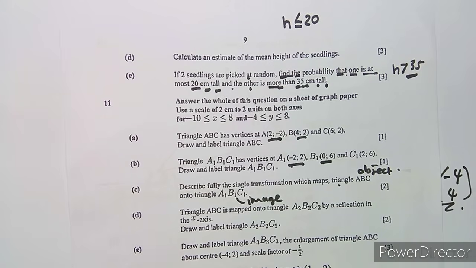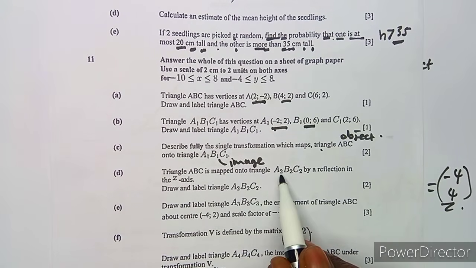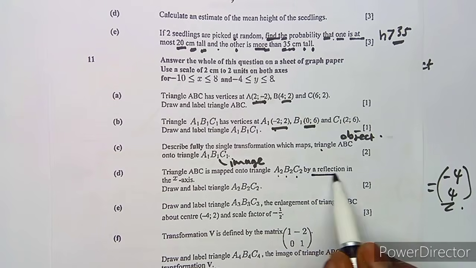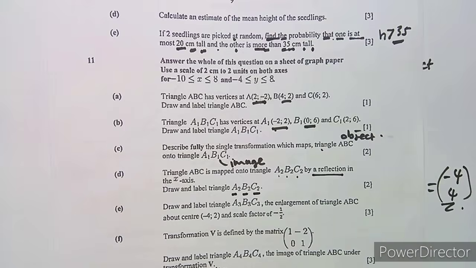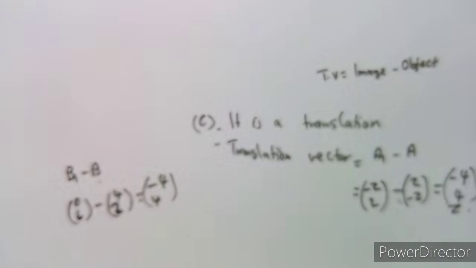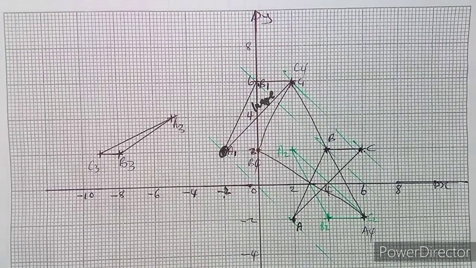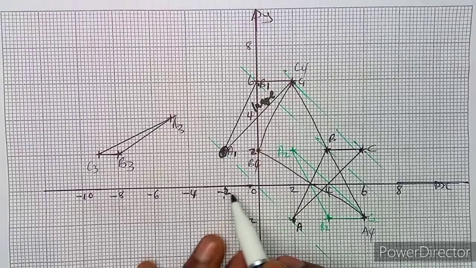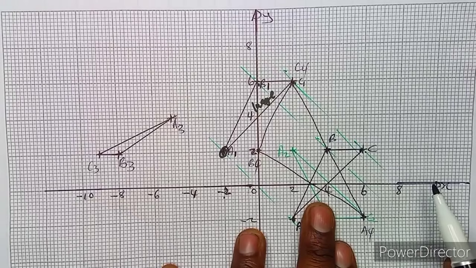Let's move on to another question now. Triangle ABC is mapped onto triangle A2, B2, C2 by a reflection in the x-axis. Draw and label triangle A2, B2, C2. A reflection in the x-axis, guys, is like this. This is what you're supposed to do. I've already drawn it because of this graph. This is your x-axis, the reflection in the x-axis that we are given.